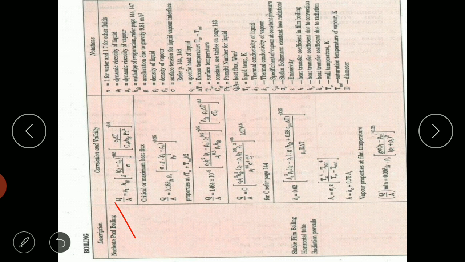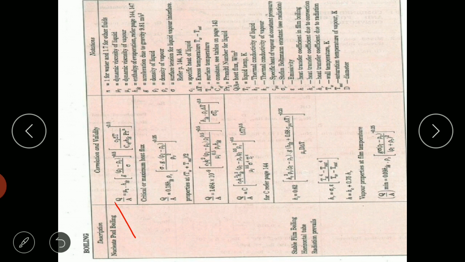We will be using the first formula of this. We will be calculating Q by A, then multiplying by the area, so we will get the value of Q. In order to calculate m dot, we will be using Q is equal to m into h_fg. As it is in the vapor dome zone, we have to use the formula Q is equal to m into h_fg. We cannot use Q is equal to m Cp delta T. We have discussed this in the previous class. So we will be using Q is equal to m dot into h_fg, and we get m dot also.